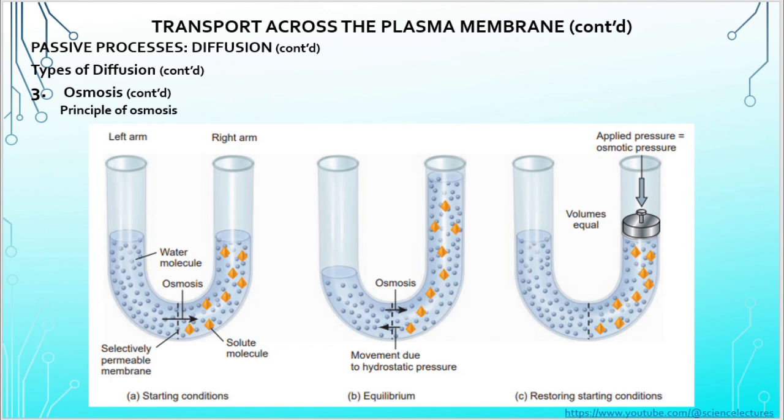Osmosis occurs only when a membrane is permeable to water, but is not permeable to certain solids. So a simple experiment can help demonstrate this principle of osmosis. Consider a U-shaped tube in which a selectively permeable membrane separates the left and right arms of the tube. A volume of water is poured into the left arm, and the same volume of solution containing a solute that cannot pass through the membrane is poured into the right arm.